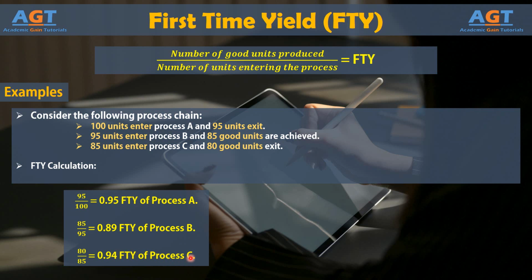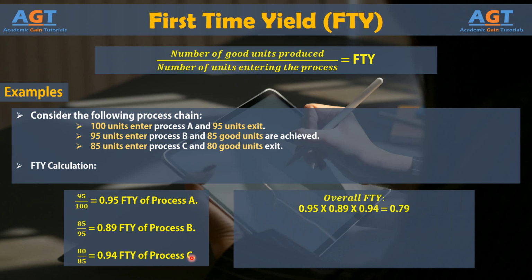To find the overall first time yield of the whole process, we will multiply first time yield of process A, process B, and process C. So, 0.95 times 0.89 times 0.94 equals 0.79. So, the overall first time yield of the process is 0.79.